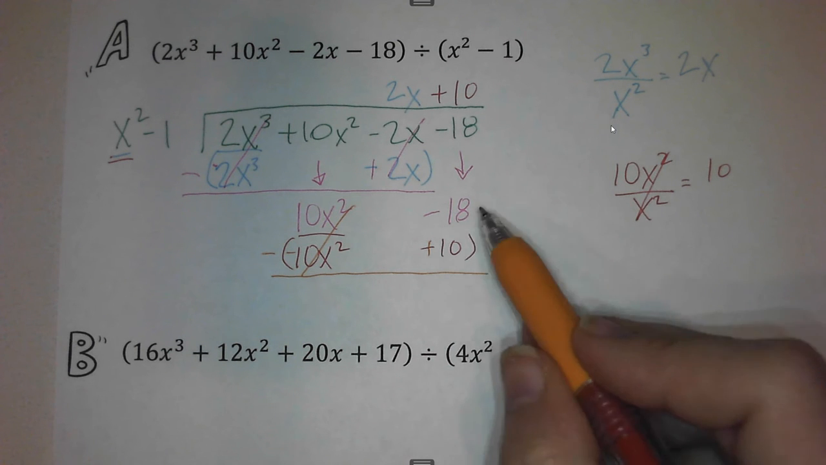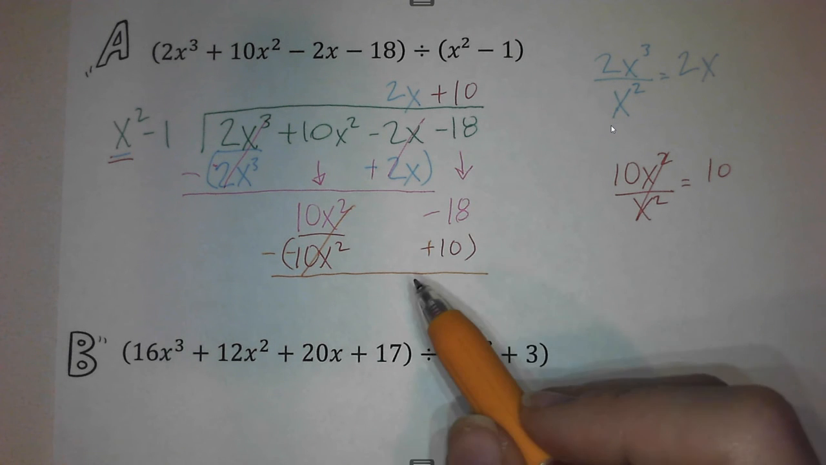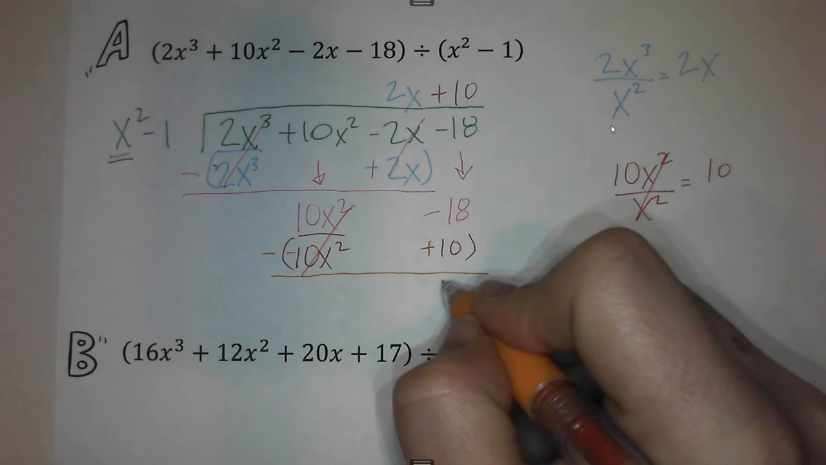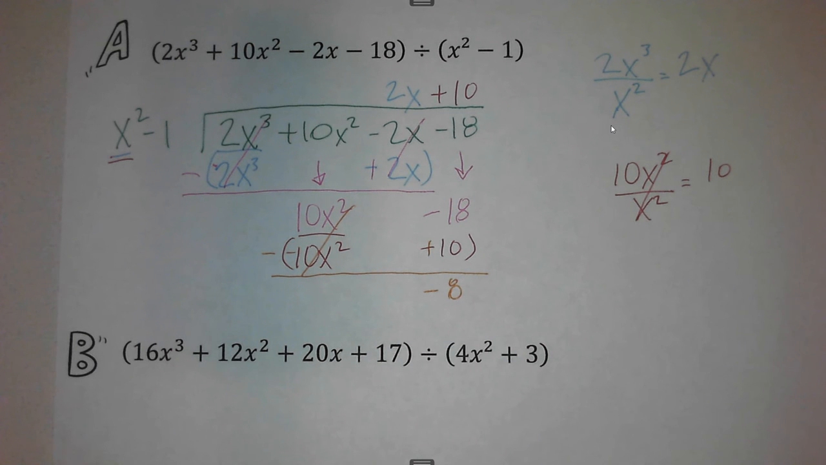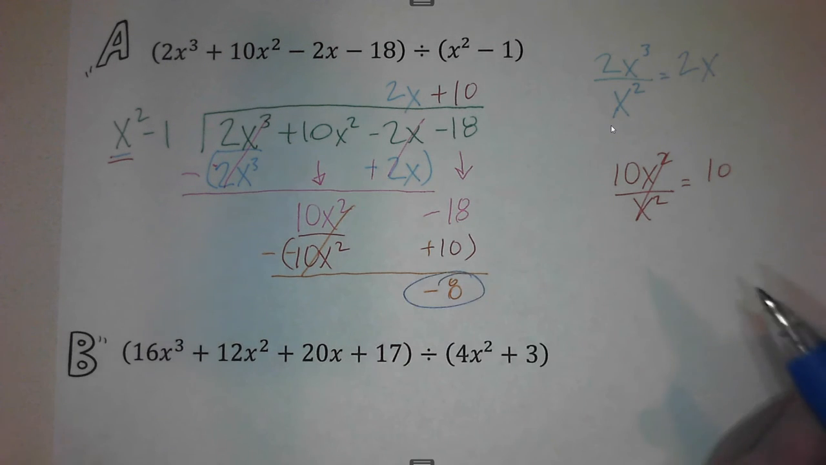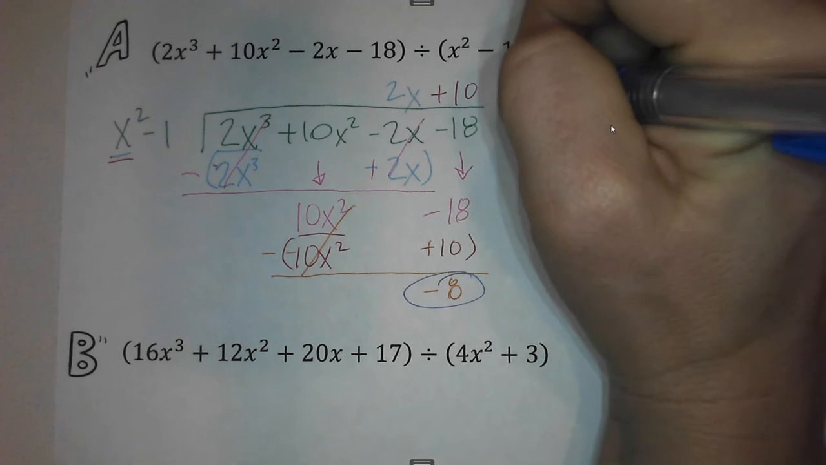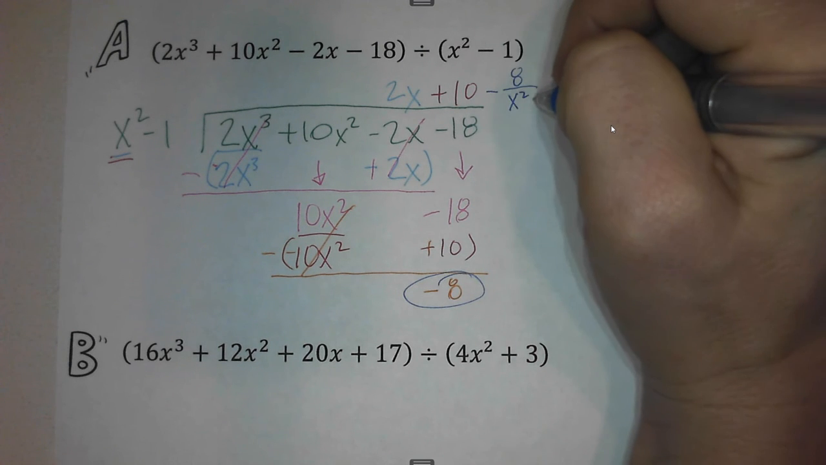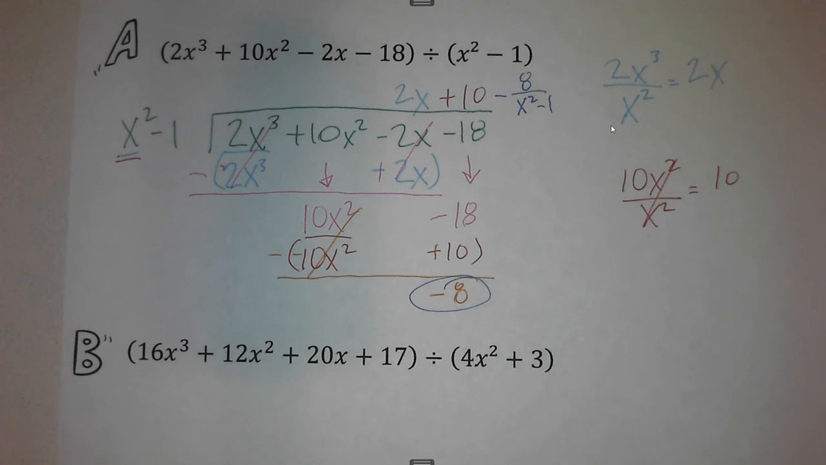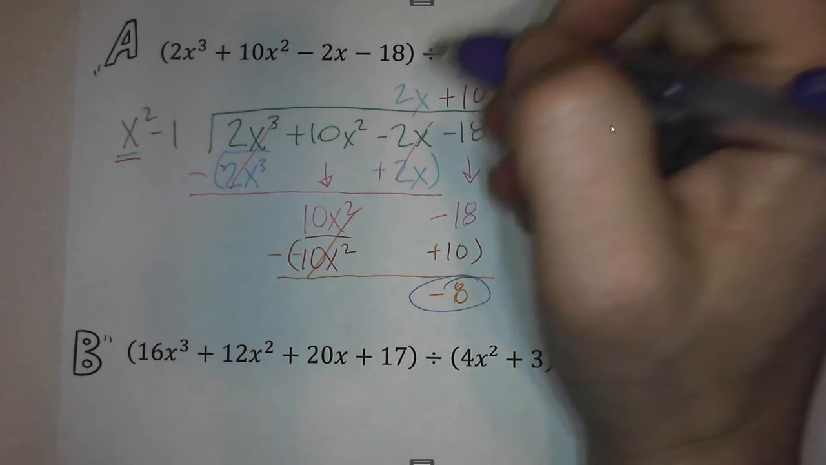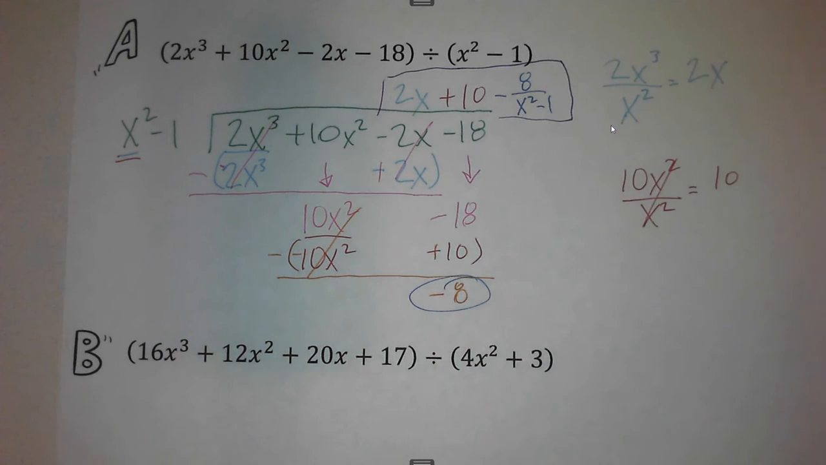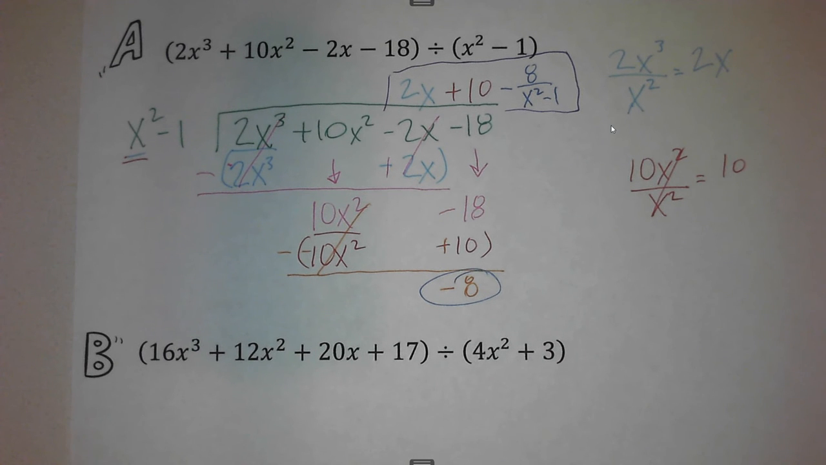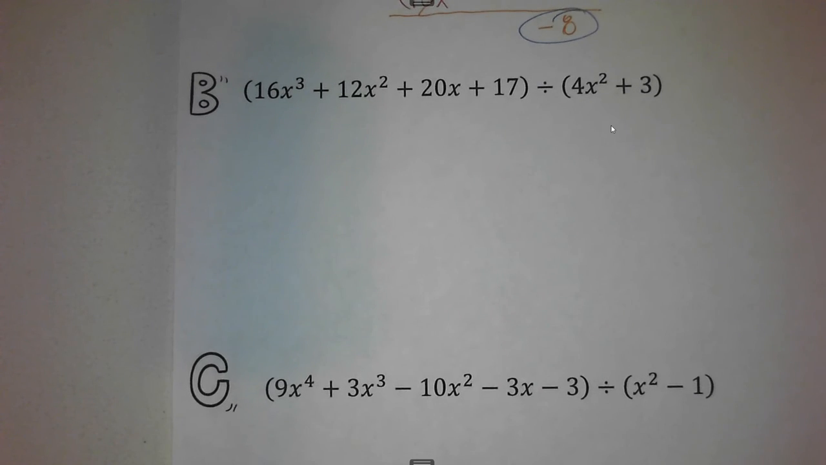Negative 18 plus 10 is minus 8. And this is our remainder. So it's going to go up here over the divisor. And this is our answer. So it looked complicated, but it wasn't as complicated as it looked. All right, let's look at another one.